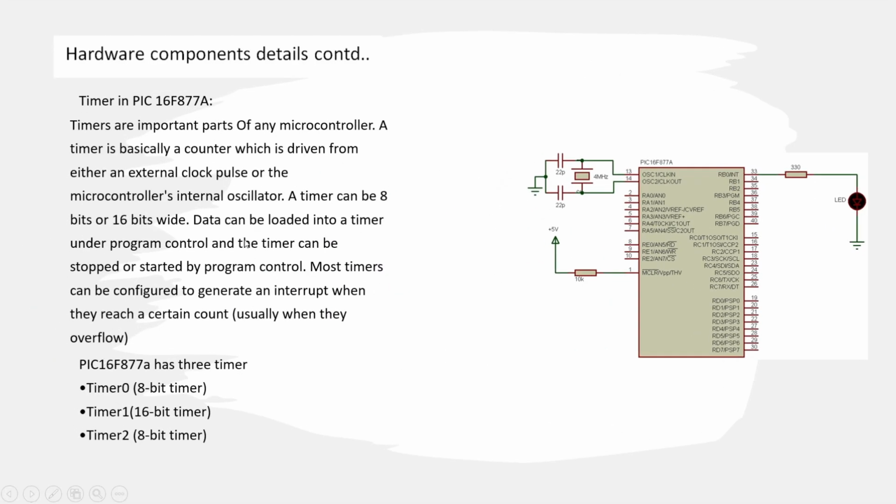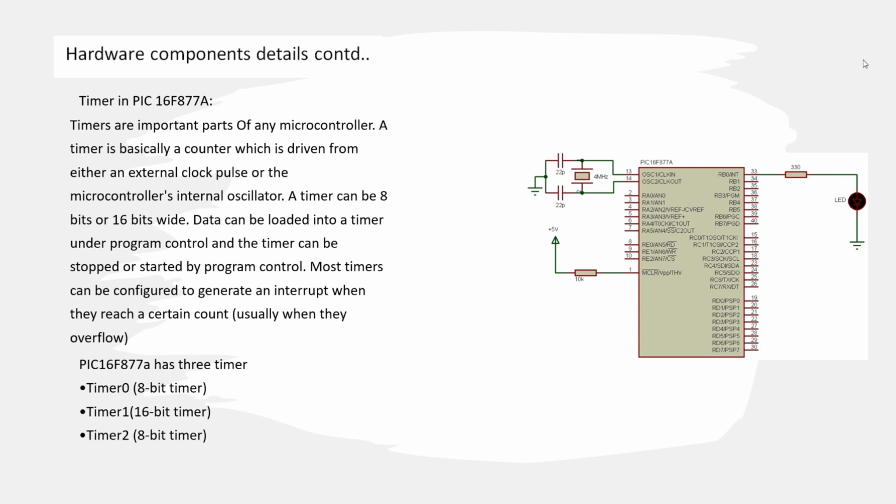Now the hardware component details are continued here, like the timer, which we have used. The timer is an important part of a microcontroller. A timer is basically a counter which is driven either by an external clock pulse or by the microcontroller's internal oscillator. A timer can be 8-bit or 16-bit wide.